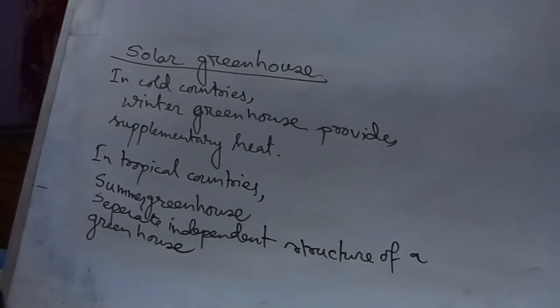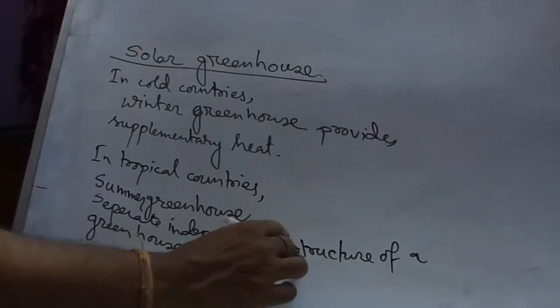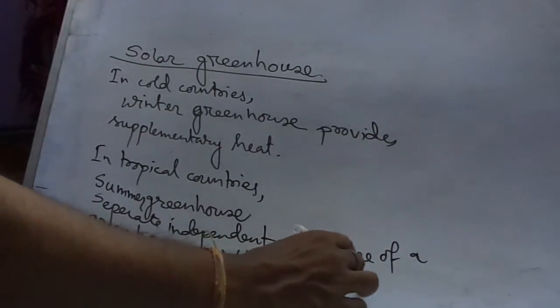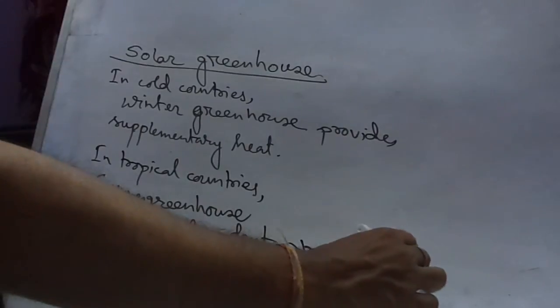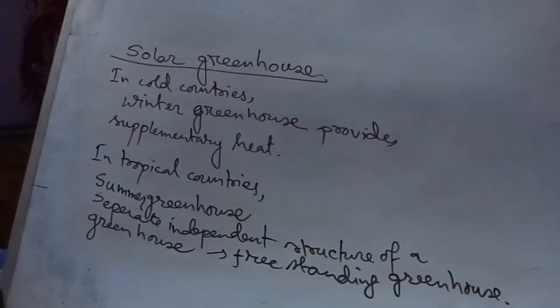An independent structure of a greenhouse is known as a freestanding greenhouse. In this design some arrangement is made to melt and remove the snow collected.